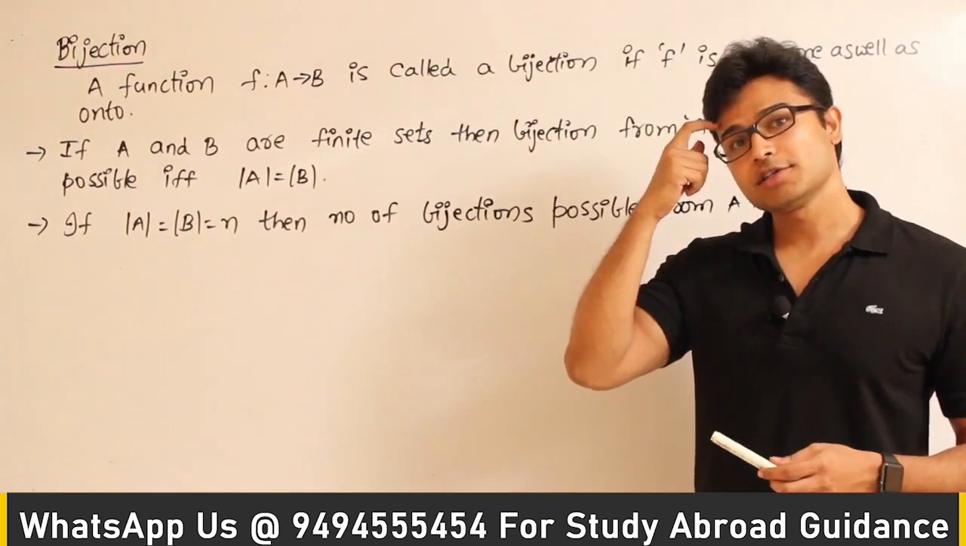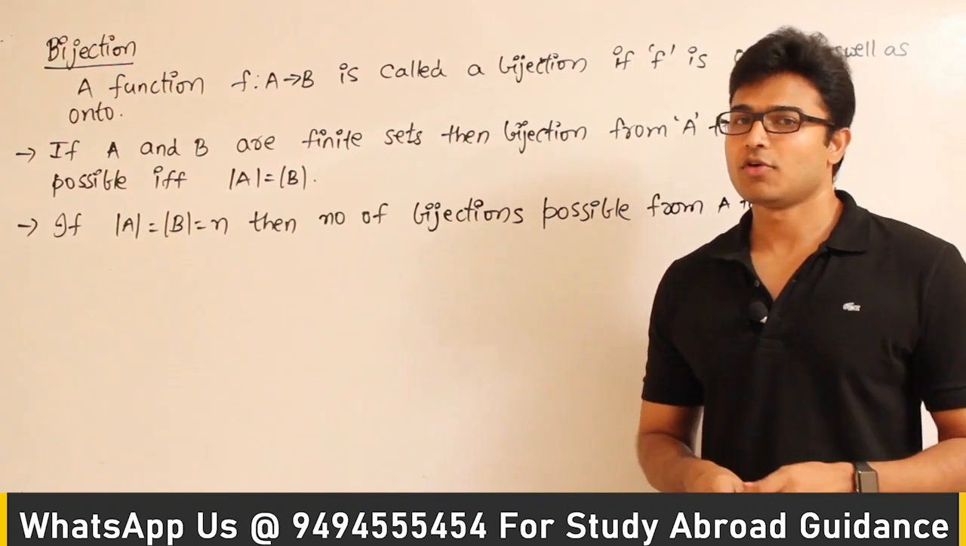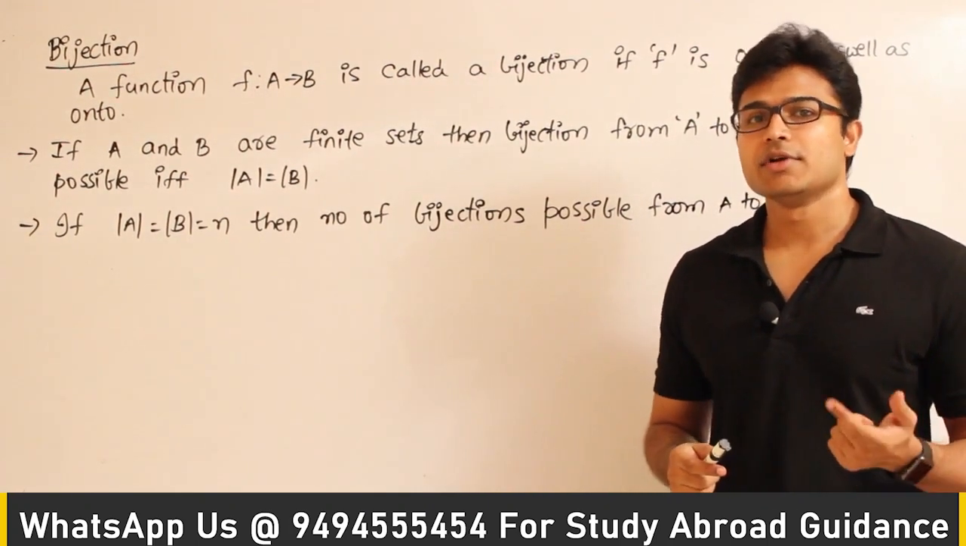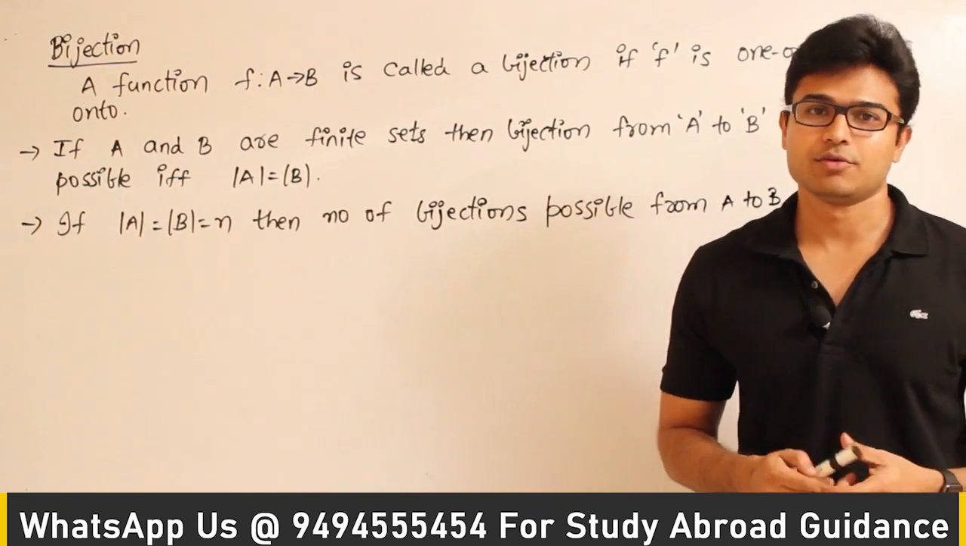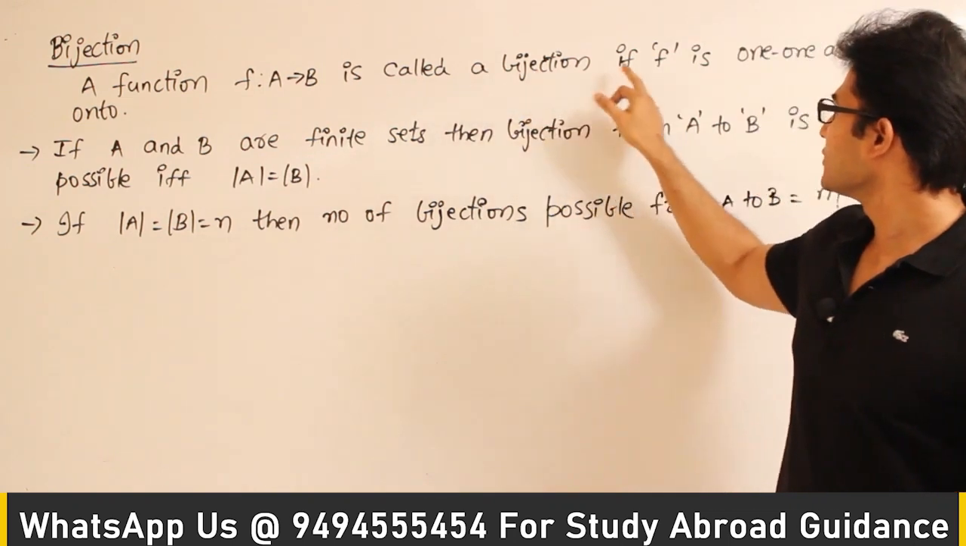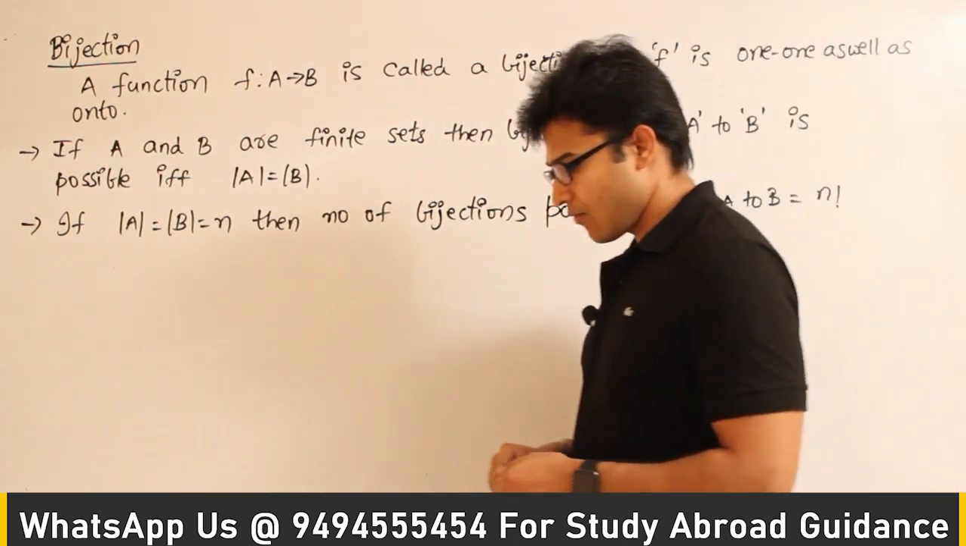Now that we have seen what is one-to-one and what is onto function, a combination of these two is called a bijection. A function is said to be a bijective function if it is both one-to-one and onto. See this? A function f from A to B is called a bijection if f is one-one as well as onto.